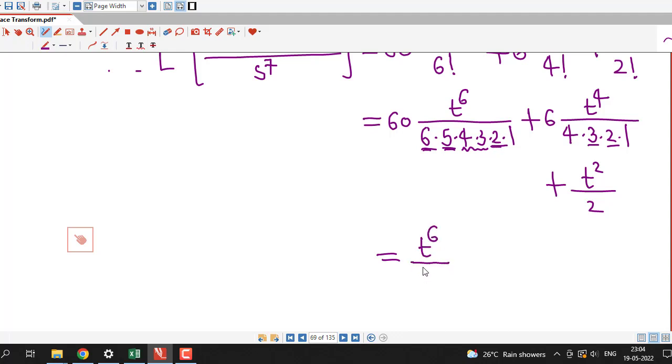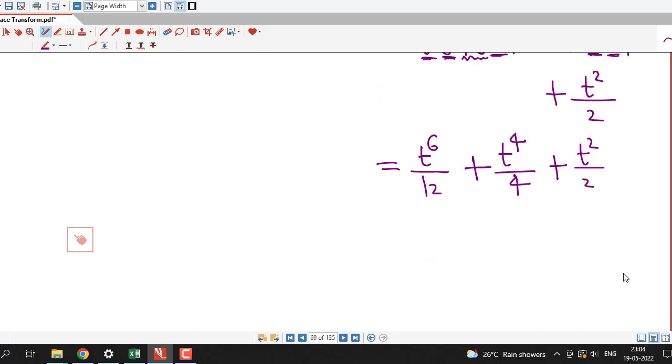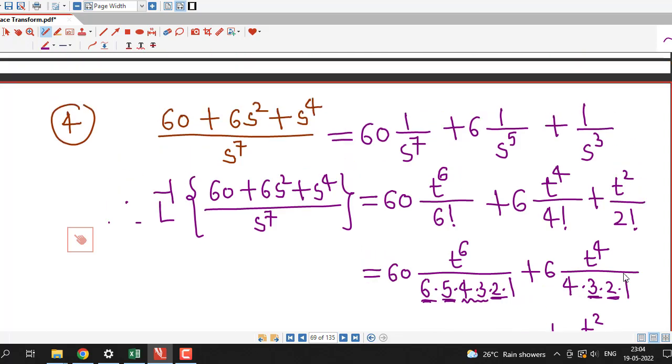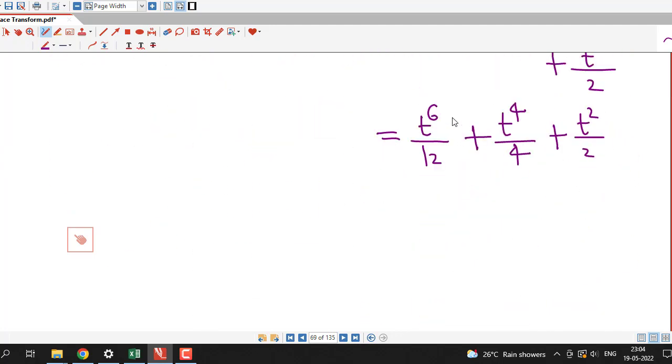t raised to 6 divided by 12, plus here we will cancel out this 3 and 2, and 6 will cancel out. So we are left with t raised to 4 divided by 4, and here we have t square divided by 2. So if we wish, we can take LCM, or we can keep this as it is. So this is another application of this formula, L inverse of 1 divided by s raised to n equal to t raised to n minus 1 divided by n minus 1 factorial. So we proceed further now.